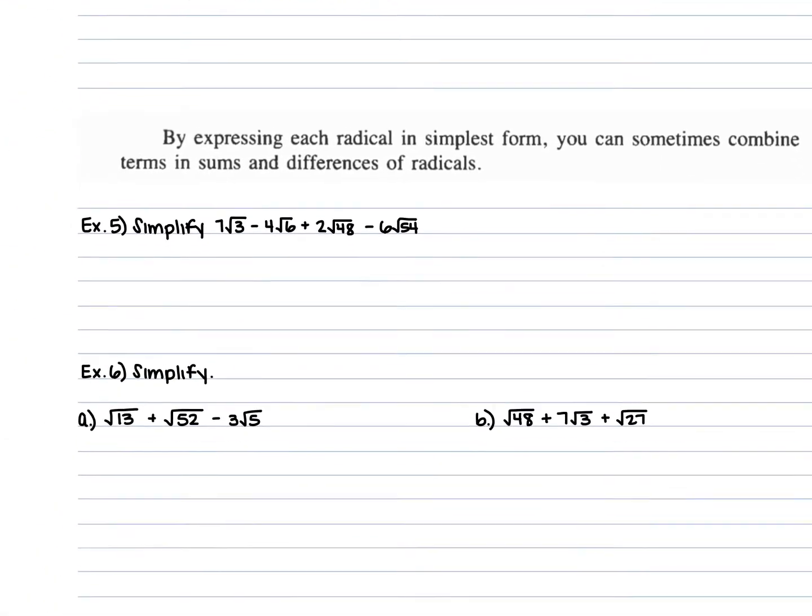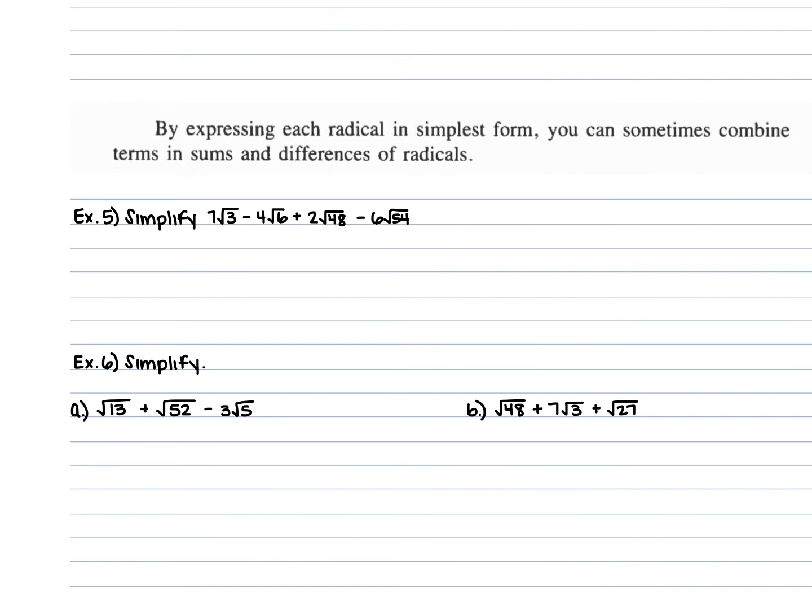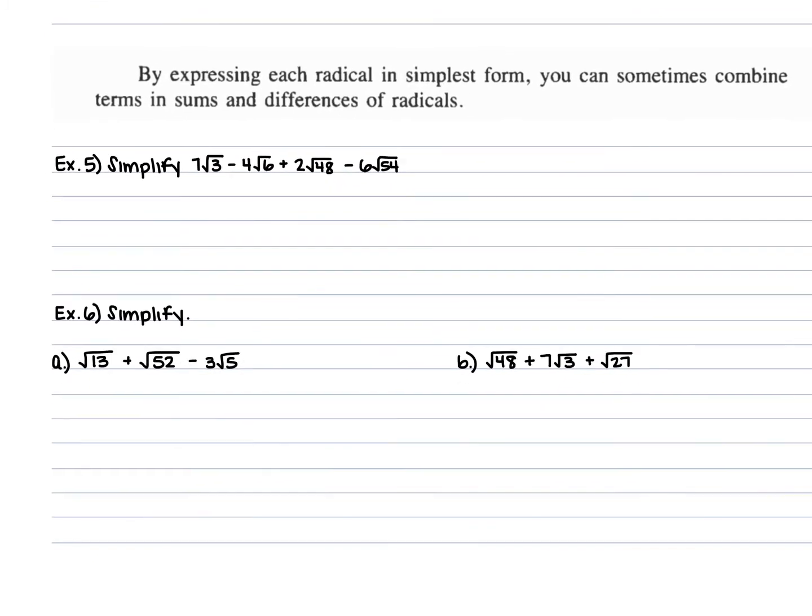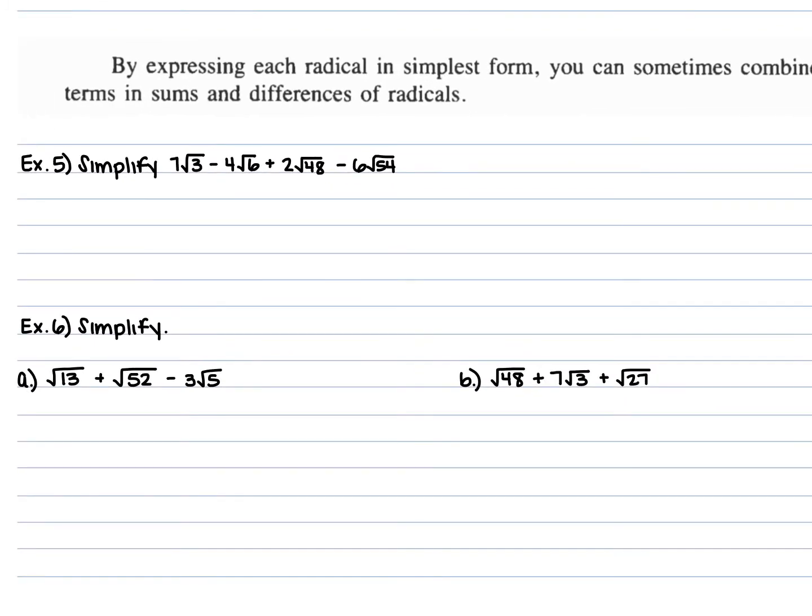For example 5, we are given 7 square root 3 minus 4 square root 6 plus 2 square root 48 minus 6 square root 54. For this one, we are going to simplify the square root of 48 and the square root of 54 first. That 48 is 4 times 12. 12 is 4 times 3. Your two 4's pair up, so this is going to become 8 square root 3 because we multiply the 4 times the 2.